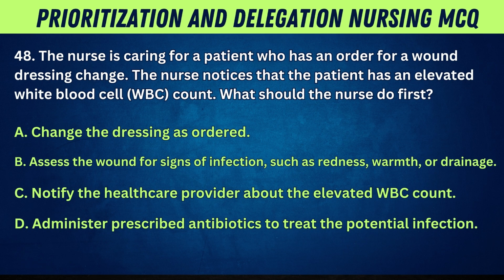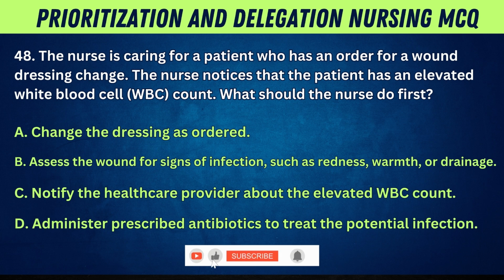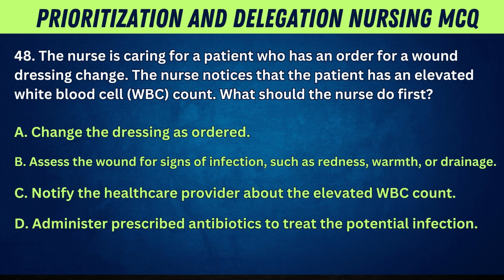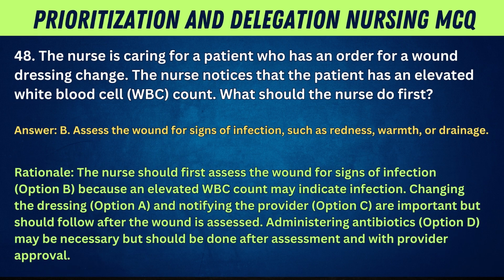48. The nurse is caring for a patient who has an order for a wound dressing change. The nurse notices that the patient has an elevated white blood cell, WBC, count. What should the nurse do first? A. Change the dressing as ordered. B. Assess the wound for signs of infection, such as redness, warmth, or drainage. C. Notify the healthcare provider about the elevated WBC count. D. Administer prescribed antibiotics to treat the potential infection. Answer: B. Assess the wound for signs of infection, such as redness, warmth, or drainage.